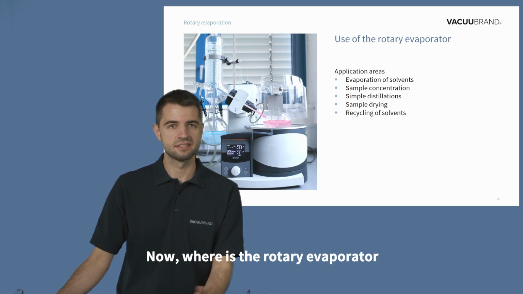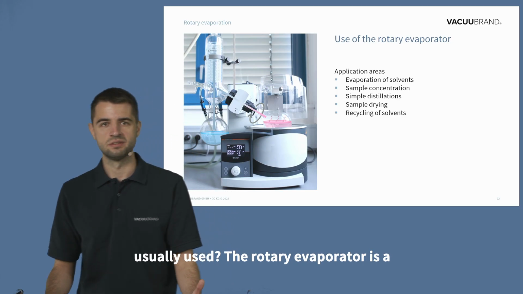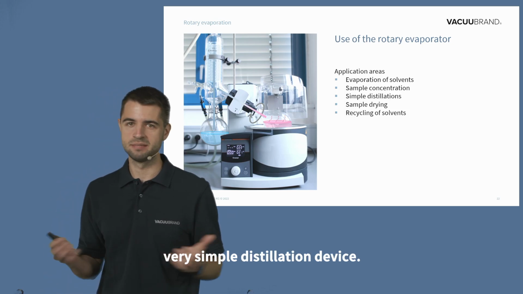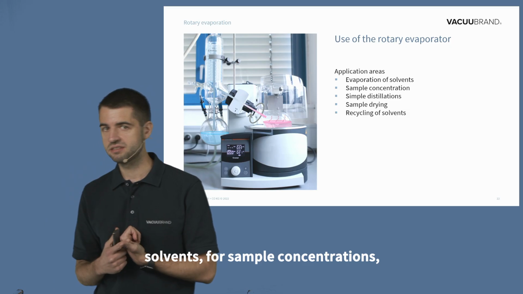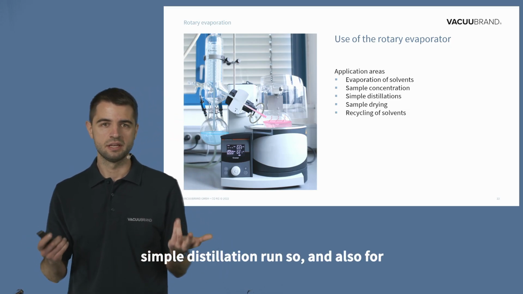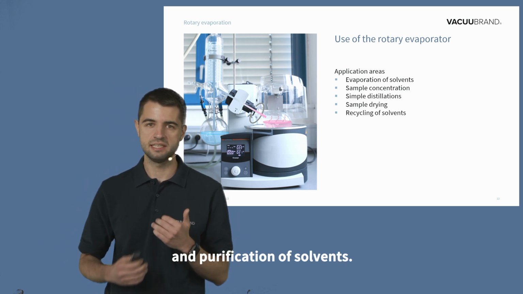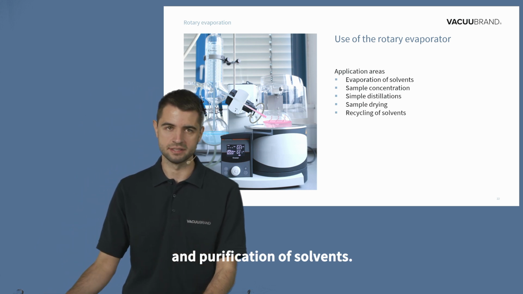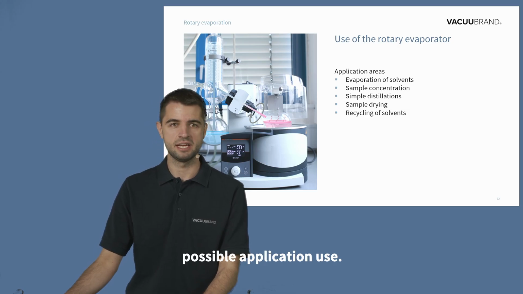Now, where is the rotary evaporator usually used? The rotary evaporator is a very simple distillation device. It is applied for the evaporation of solvents, for sample concentrations, simple distillation runs, and also for drying purposes, as well as for recycling and purification of solvents. So a broad range of possible applications.